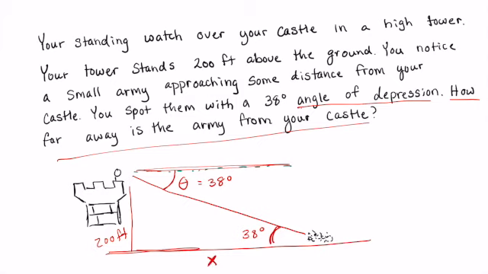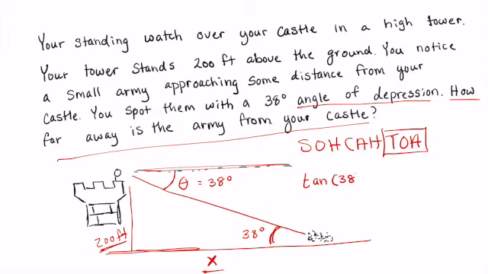I'm given 38 degrees is my theta, and we know the height of my tower is 200 feet. So we have the opposite side and the adjacent side. So when I'm looking at SOHCAHTOA, I know that the only one that deals with the opposite and the adjacent is tangent. So I have the tangent of 38 equals 200 divided by x. Multiply both sides by x. x times the tangent of 38 equals 200. Divide both sides by the tangent of 38.